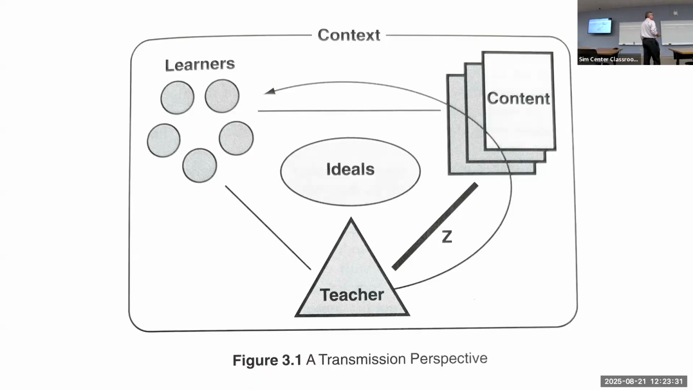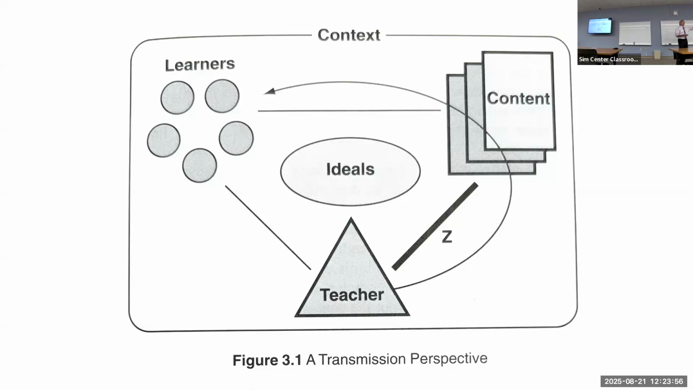So here is the transmission perspective. The transmission perspective prioritizes the line Z. It prioritizes the relationship between the teacher and the content. And what the teacher is doing is organizing the content and delivering it to the learners. So the line goes from teacher through content to learners. The learner is the final recipient of the content.